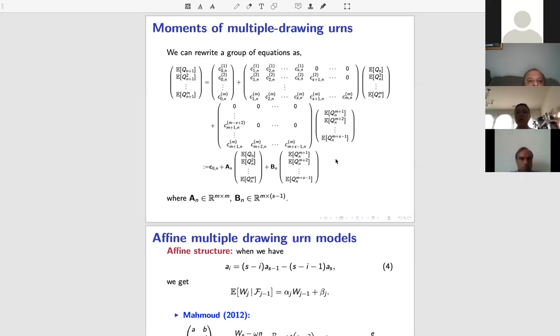So this is actually the underlying reason that when we start to work on multiple drawing diminishing urns, we choose only to consider this affine subclass.